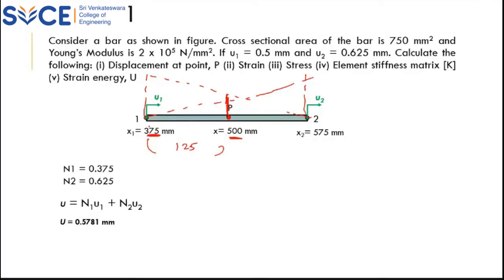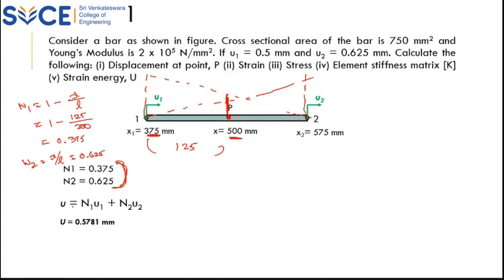This is distance x. So n1 is 1 minus x by L. 1 minus this 500 minus 375, which is 125, divided by L. L is the total distance. Total is 575 minus 375, which is 200. Okay, so I will get 0.375. So n2 is x by L, which is 0.625. At this point, we are identifying n1 and n2. Any doubt in this? Did you understand? Yes, sir.